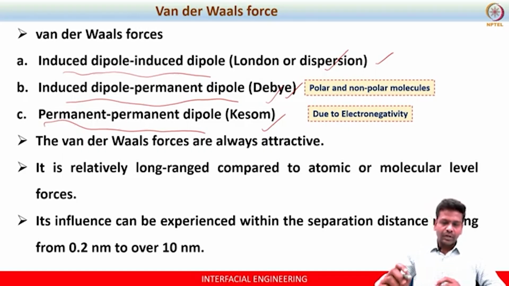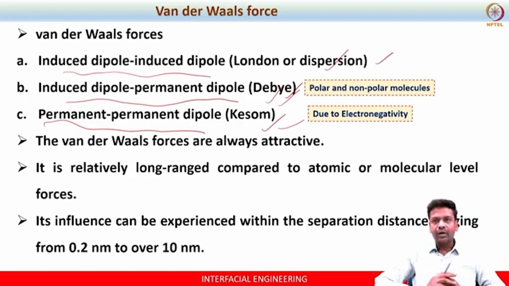Okay. So as we can read from here, the Keesom force is due to electronegativity, right? It is basically because of the permanent dipoles between the molecules, and that is due to the electronegativity. And you can also read that the induced dipole and permanent dipole, which is the Debye force of attraction, is basically between polar and non-polar molecules, right? In any case, van der Waals forces are always attractive.